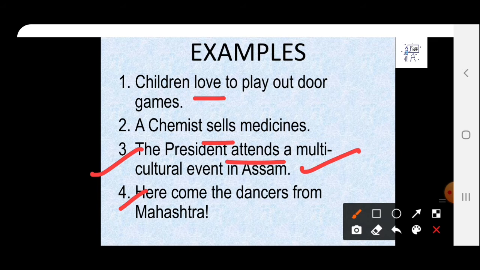Here come the dancers from Maharashtra! It starts with here, and after Maharashtra we have the sign of exclamation. Fine. So in this way, here also we are using simple present tense.